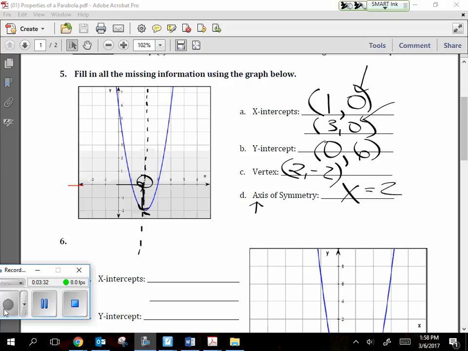So here we go again. Axis of symmetry is always going to have an x. Can you remember that x goes with axis? So x equals, not y equals. It's always x equals, and then just whatever number it's going through. Since it was going through the 2, then x equals 2. All right, that is most of what we have to learn for today.